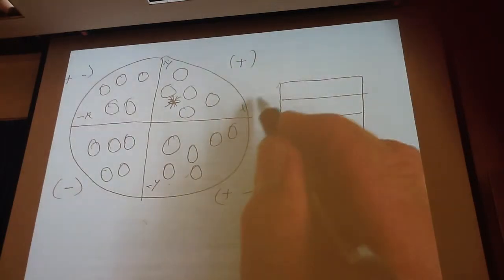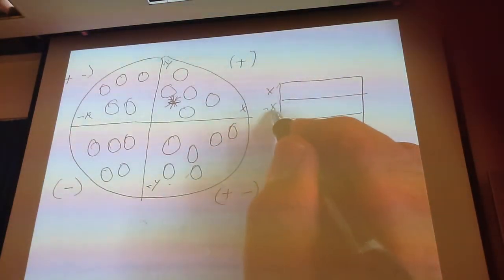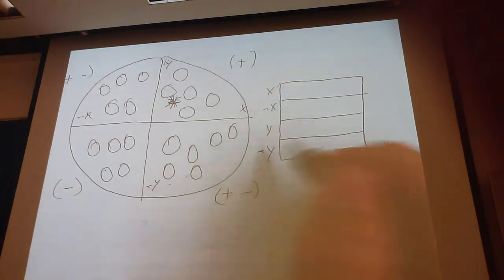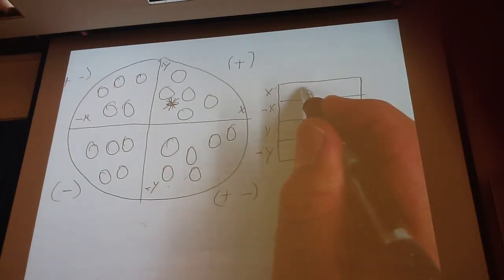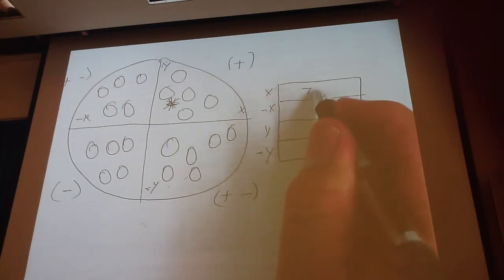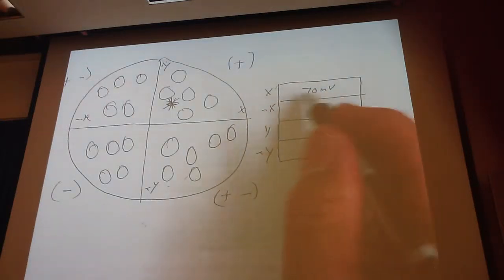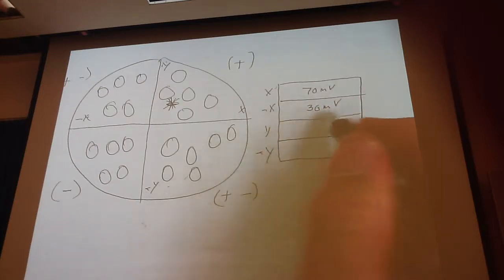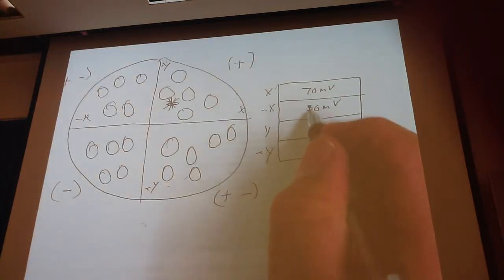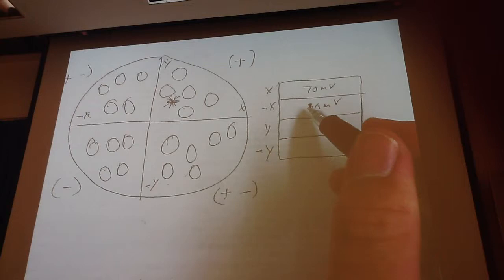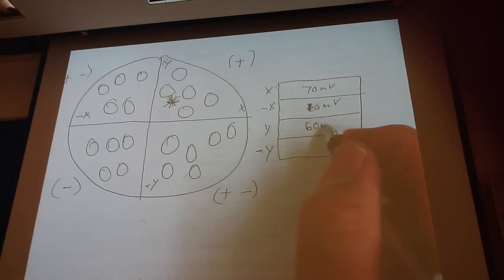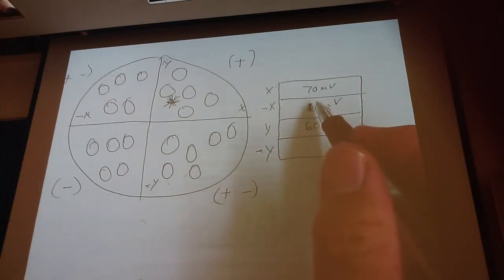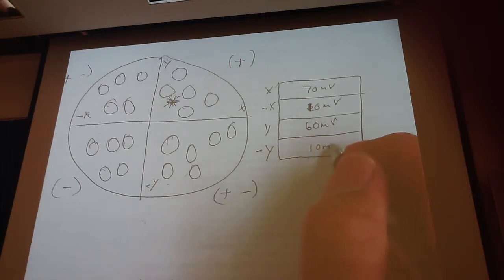Okay, and so I'm going to make this one X, minus X, Y, and minus Y. So when all of these signals come out, we're going to say that we get 70 millivolts positive X, 10 millivolts minus X, 60 millivolts positive Y, and 10 millivolts negative Y.